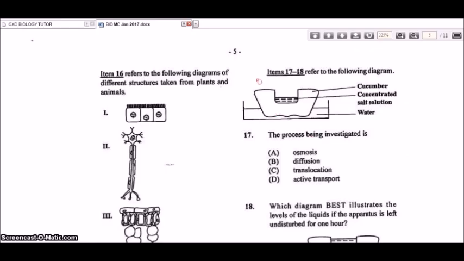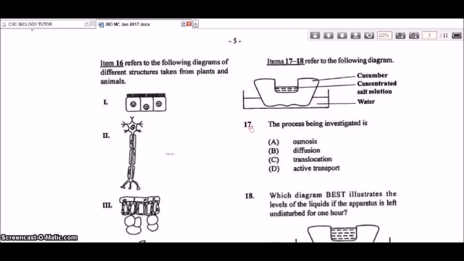Items 17 to 18 refer to the following diagram. So we have a little investigation set up here with some water, cucumber, and concentrated salt solution. So question 17, the process being investigated is, so that would be osmosis. We're looking at how water molecules move from an area of high water concentration to an area where there is less water molecules across a semi-permeable membrane in which the cucumber, so the walls of the cucumber, are acting as that semi-permeable membrane.